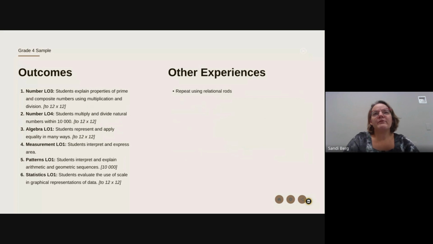Some other experiences, I can repeat all of that using relational rods. And the only thing I would have to change is make sure my multiplication table used 1 centimeter square instead of 1 inch squares. I don't have to create brand new experiences. I just repeat the same one so students have another concrete way of looking at it, using a different manipulative, but using the same experience.